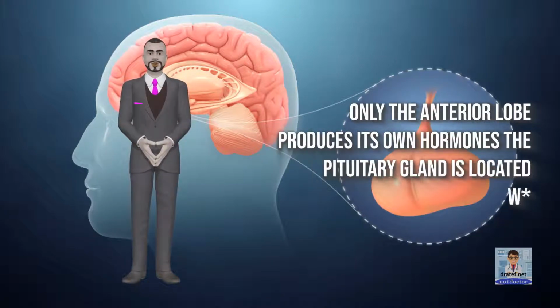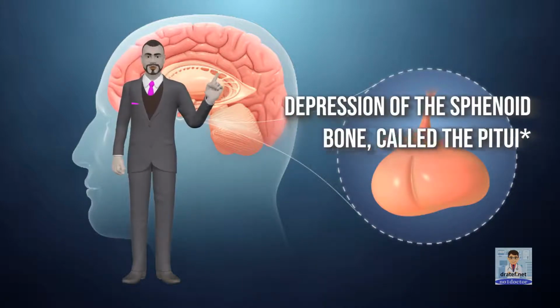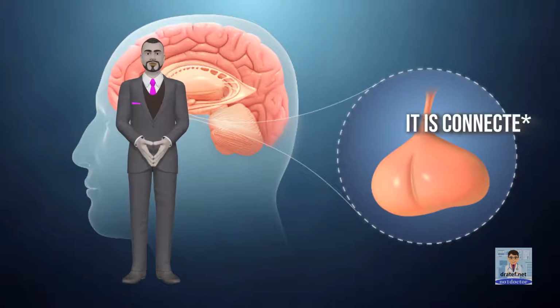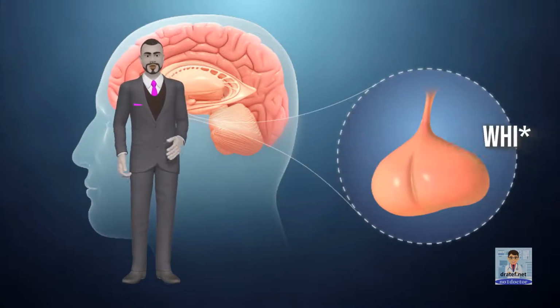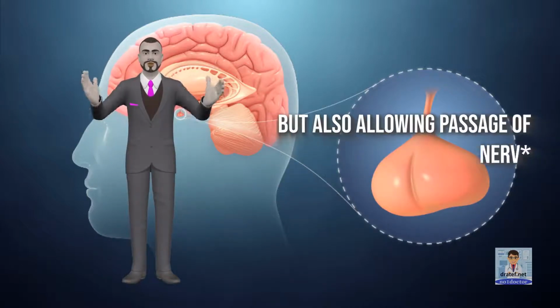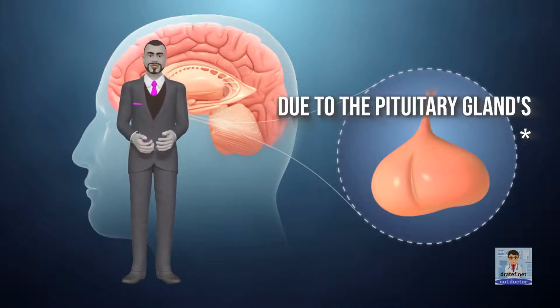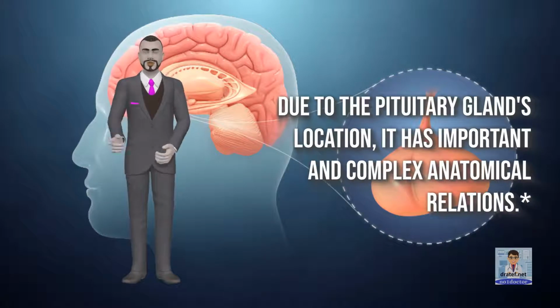The pituitary gland is located within a depression of the sphenoid bone, called the pituitary hypophyseal fossa or sella turcica. It is connected to the hypothalamus via the pituitary stalk, the infundibulum, which serves not only to connect them physically but also allows passage of nerve fibers from the hypothalamus. Due to the pituitary gland's location, it has important and complex anatomical relations.